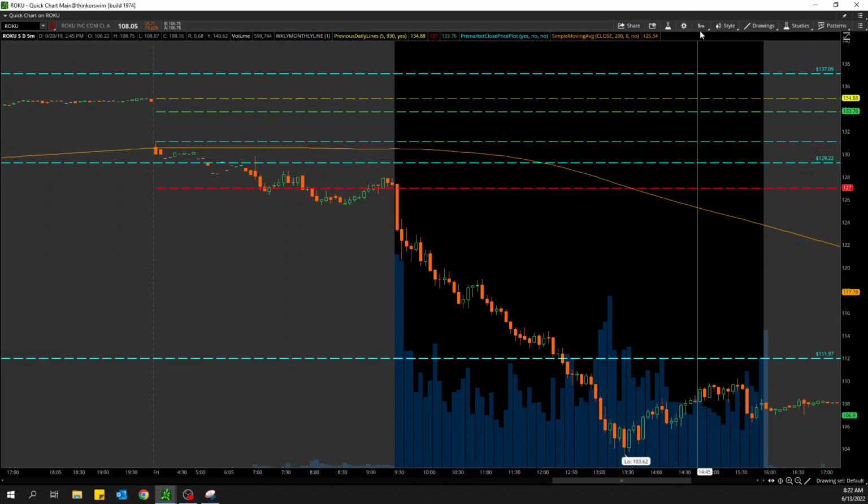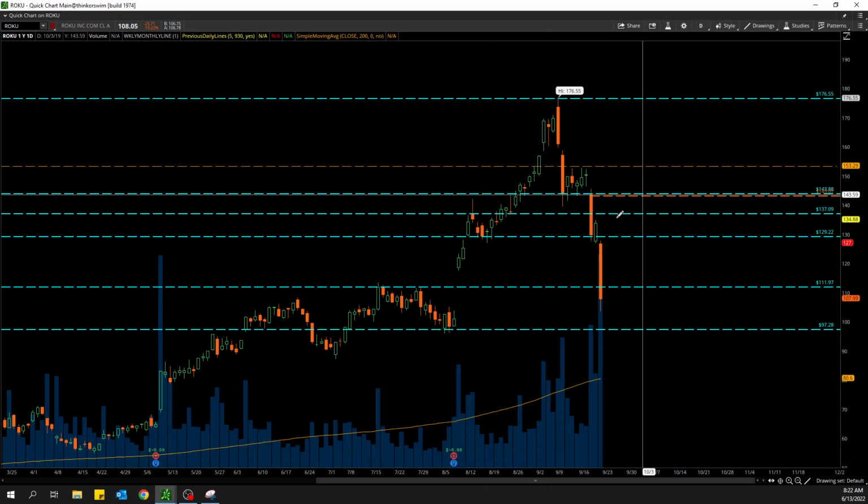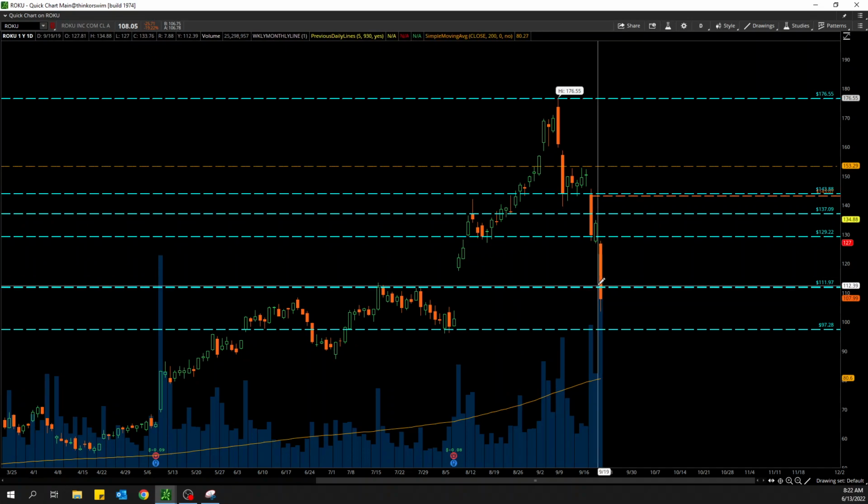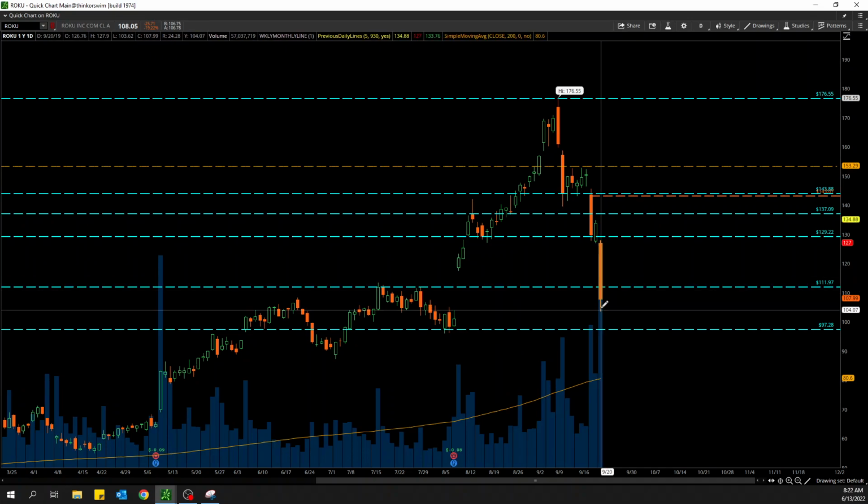So how did you know this was going to happen? Well, you're playing off support and resistance. So people got in, rolled it down to the 111. It broke and then it went back up.